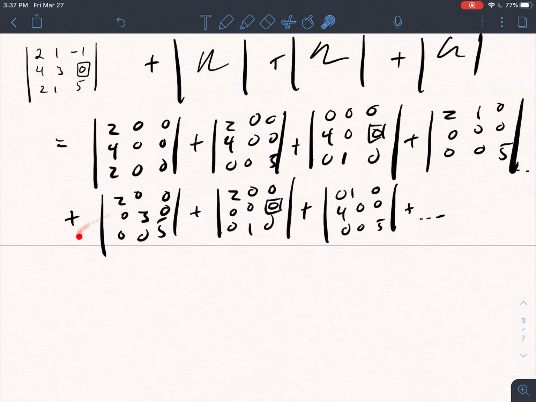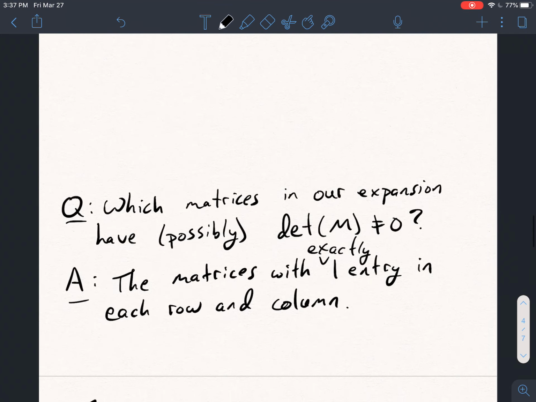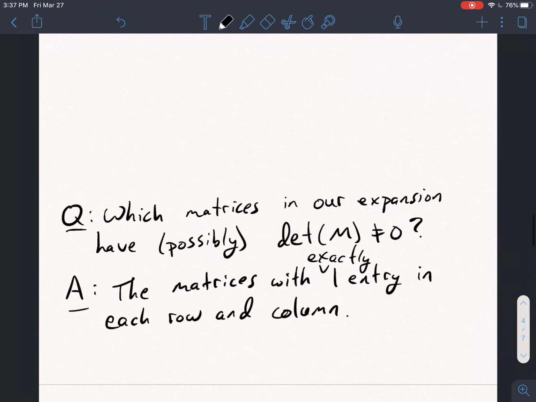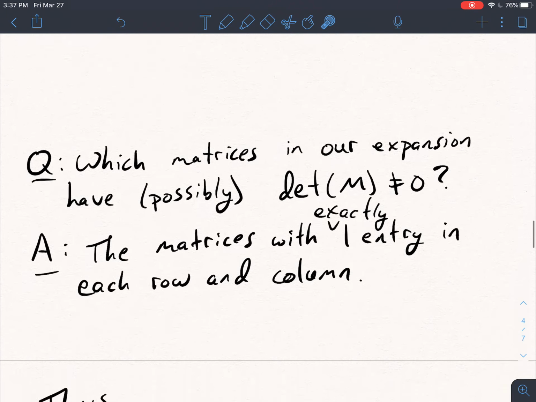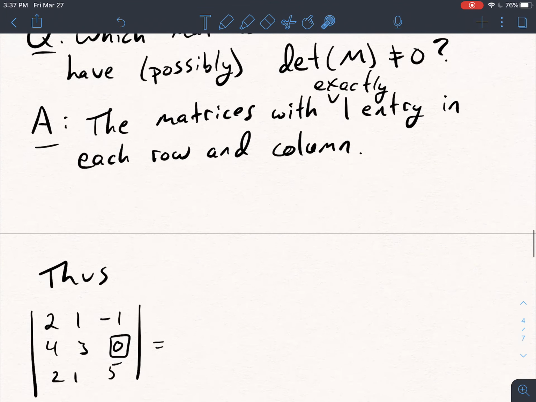But the upshot is all of these matrices are going to have at least one entry in each row and at least one entry in each column. Because of that, that property ends up being equivalent to the definition of being a permutation matrix. So if I were to ask which matrices in our expansion possibly have determinant non-zero, the answer would be the matrices with exactly one entry in each row and each column, which coincides with the permutation matrices.